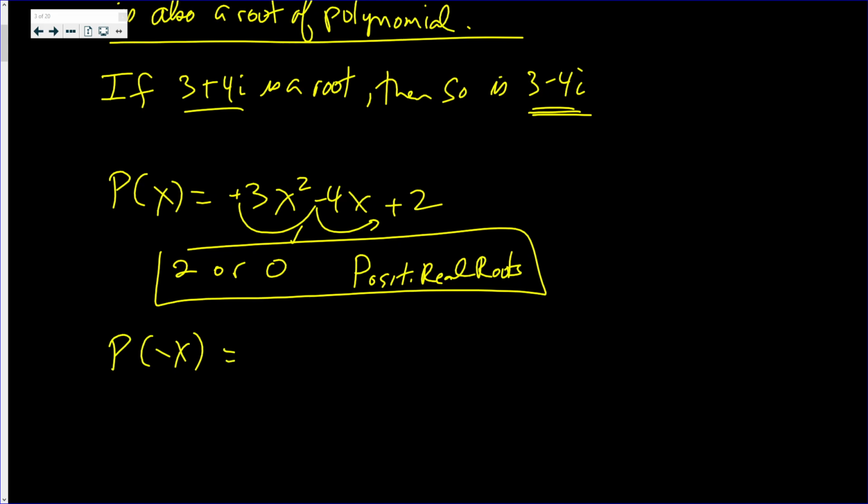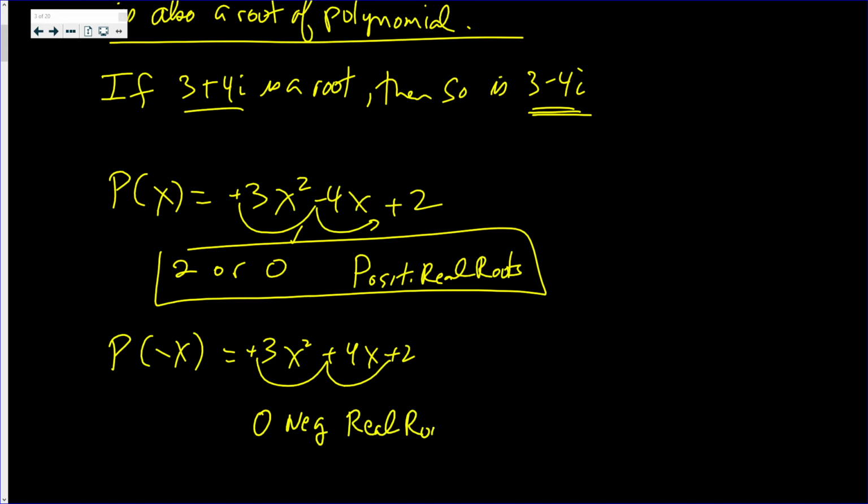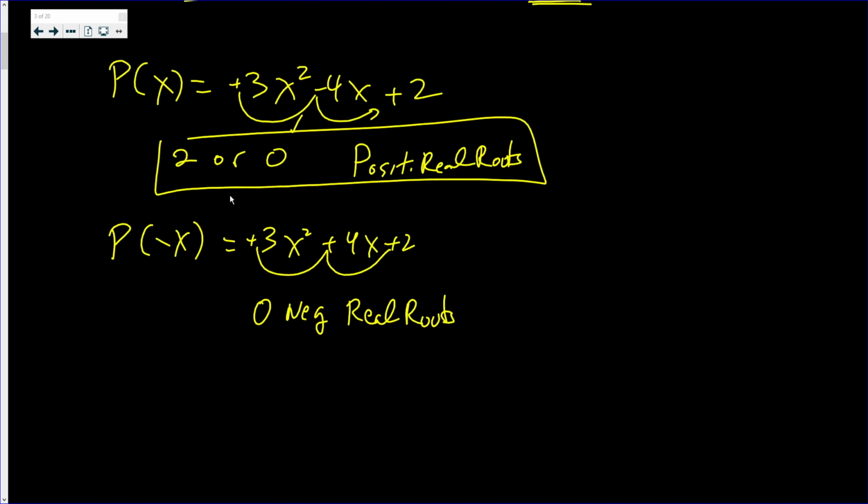Now we look at p of negative x, which is 3x squared plus 4x plus 2. The first term is understood to be positive. There are 0 sign changes, so there are 0 negative real roots. So we won't bother to check for them. Let us find the roots. Since it's a quadratic, we can use the quadratic formula.